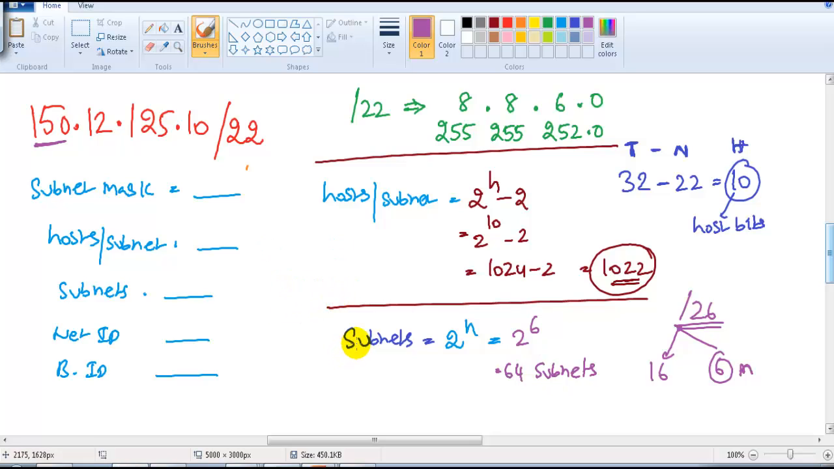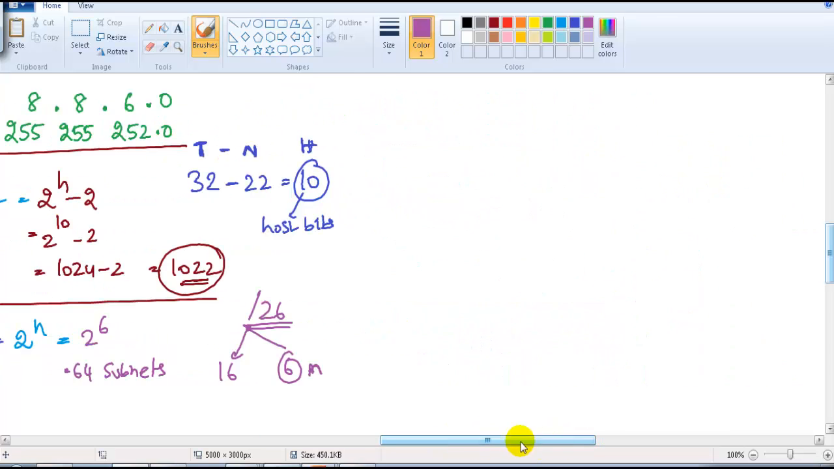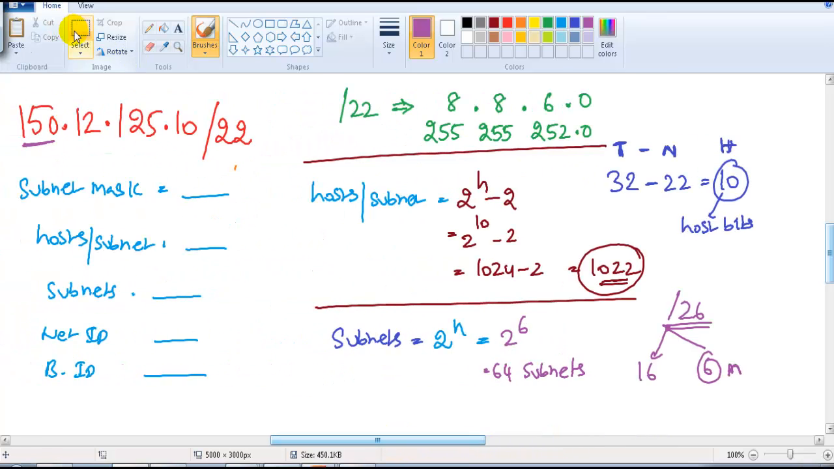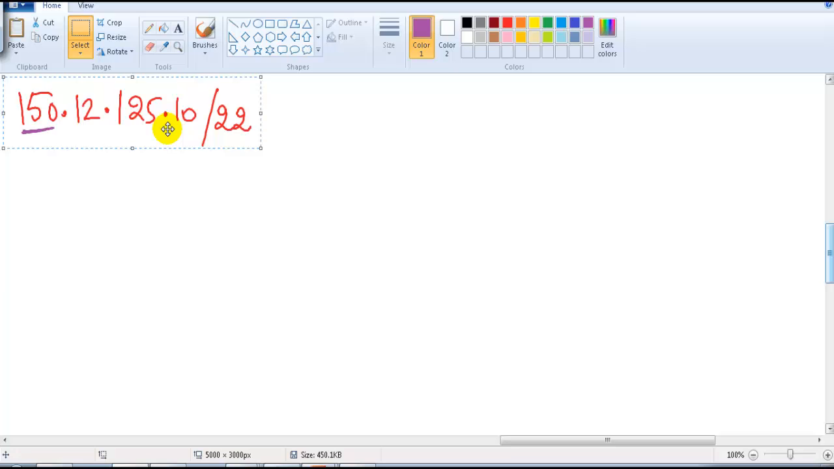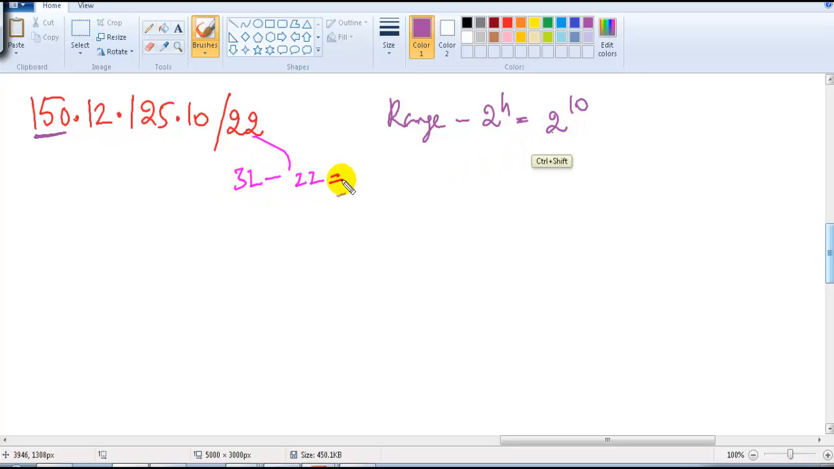Mostly the calculation up to here is the same as in the previous examples with a simple C class, only the size varies. Now let us figure out the network ID and the broadcast ID. To find them, we need to figure out the range. You should be very good at writing the range. The range is always written based on 2 to the power of h. Right now the h value is 10, because 32 minus 22 is 10. So 2 to the power of 10, 1024, is the size of the network.